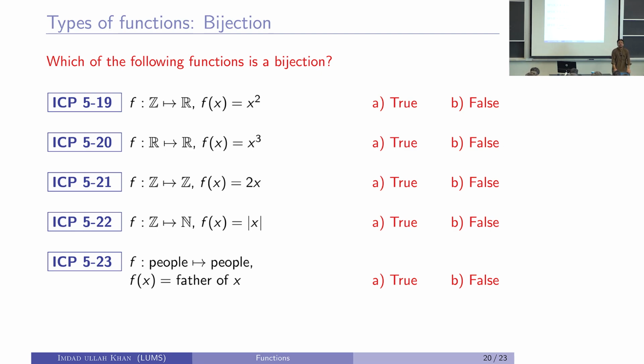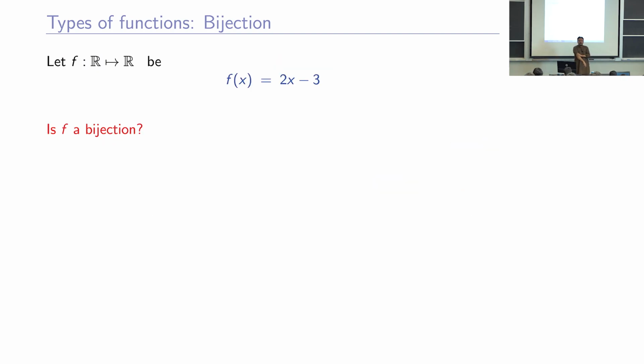Two siblings could have the same father, and that means it's not 1 to 1. Is this onto? No. It's not even onto, right? Women are not the father of someone. So that's okay. That's again the same example repeated.